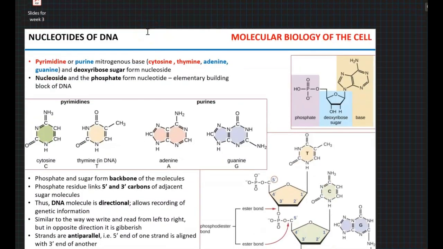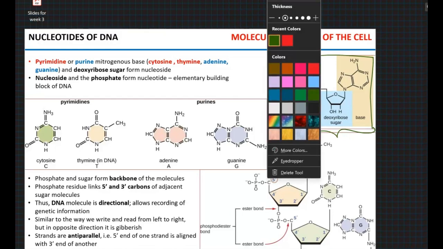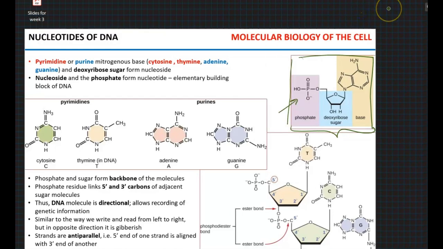So the first item on our agenda, so to say, is the conversation about the DNA. Okay? So DNA consists of individual building blocks called nucleotides. So here you can see an entire nucleotide, which consists of a phosphate group, a deoxyribose sugar, and the nitrogenous base.